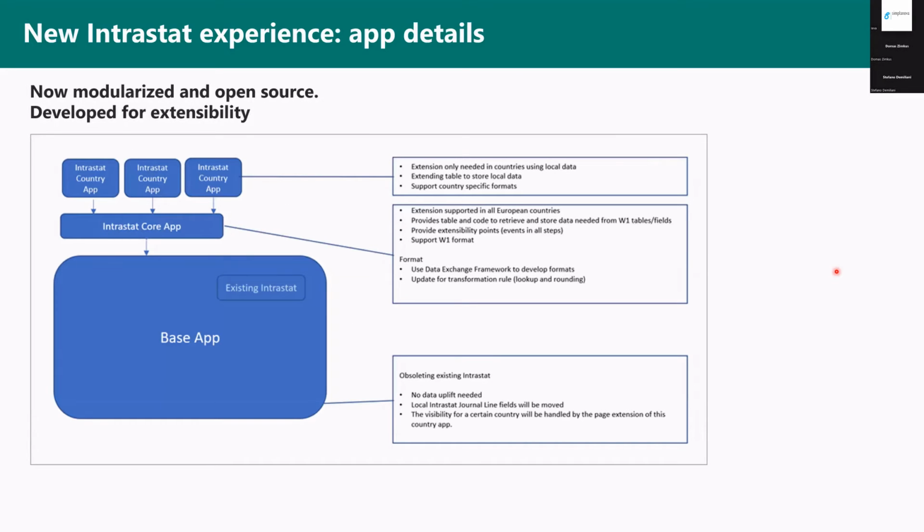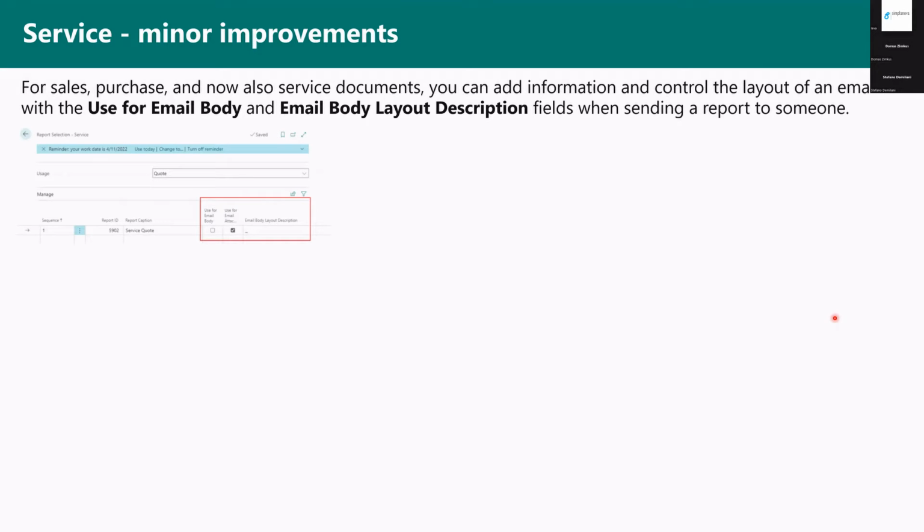Very quickly, the new Intrastat now is, as said before, a new app. So you have a new Intrastat app on top of the base application. The new Intrastat app is developed for extensibility, so you can create your own app, and the new Intrastat app will have dedicated extensions to support country-specific formats or country-specific requirements. So it's based and created for extensibility, and you can go on top and create your own extensibility on top of that.